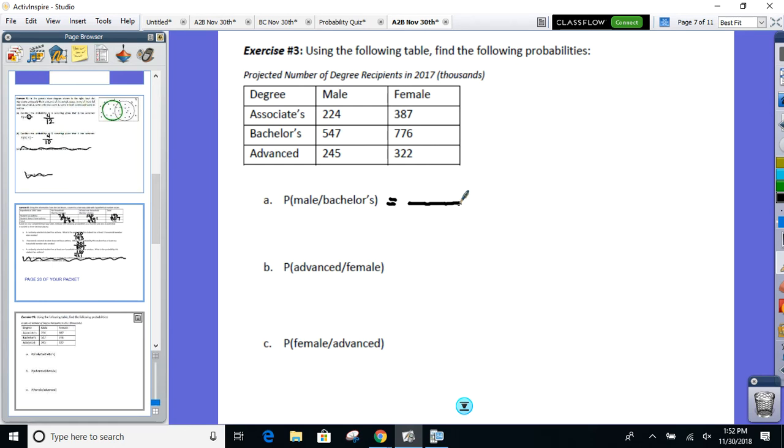Okay, that's how I'm reading it. Given you have a bachelor's degree. All right, so how many have a bachelor's degree? No, I'm not getting to the male part yet. Out of the people with a bachelor's degree, how many have a bachelor's degree? Because that's what I'm given. 1,323. Out of those 1,323, how many are male? That is where the 547 comes into play.